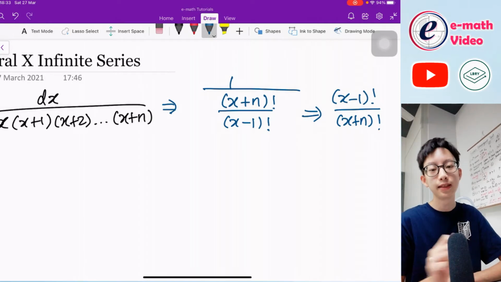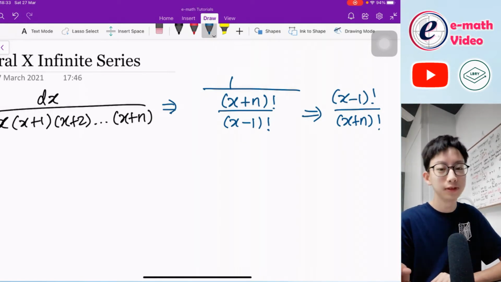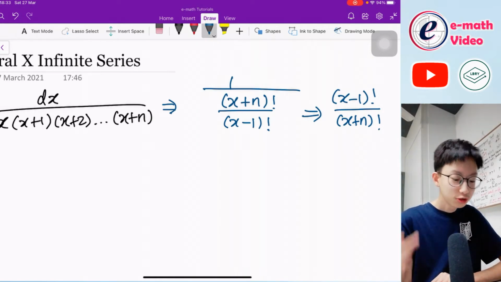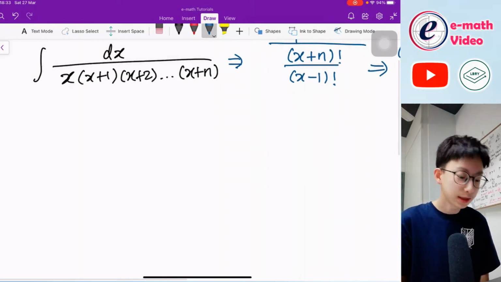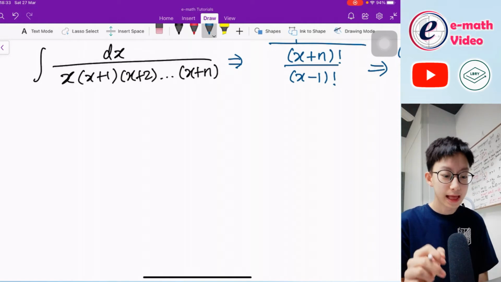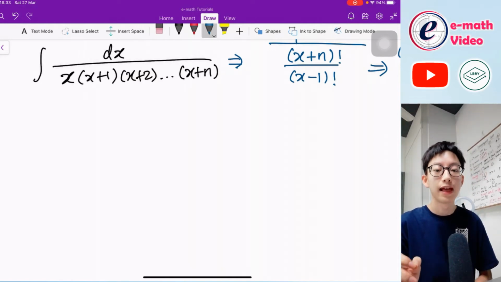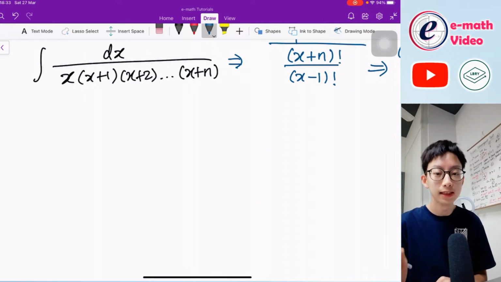Does it make it easier to integrate like this? Maybe yes, maybe not, but I don't think I will do it today. What I want to do today is to observe the pattern of this expression, write it in terms of an infinite sum, and then try to find the integral of that infinite sum.